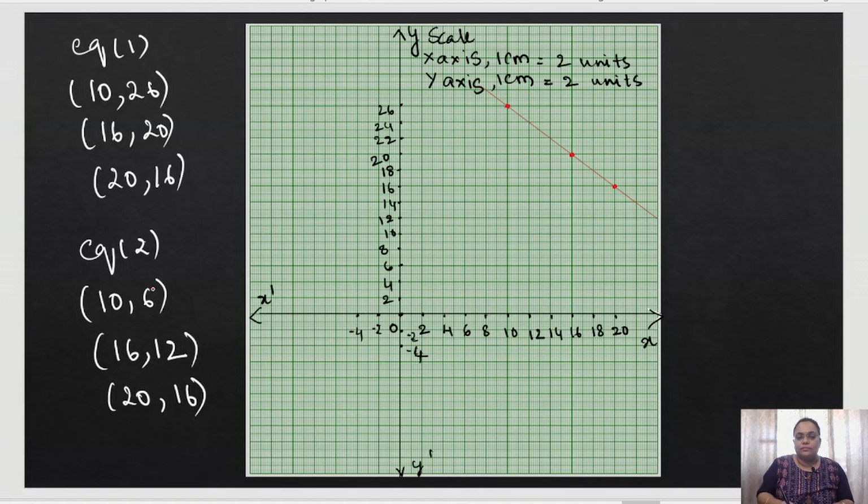And now the first point from the second equation, which is 10 and 6. 10 on the x-axis, 6 on the y-axis, which is here. 16 and 12. 16 on the x-axis, 12 on the y-axis, which is this one. The next one is 20 and 16. 20 on the x-axis, 16 on the y-axis, which is here. Now let us join these points.